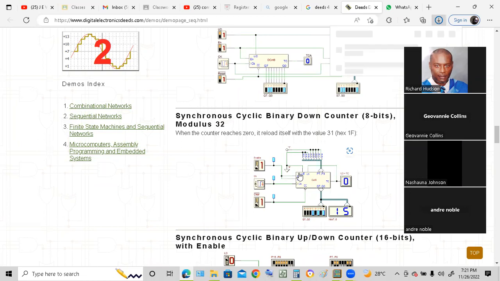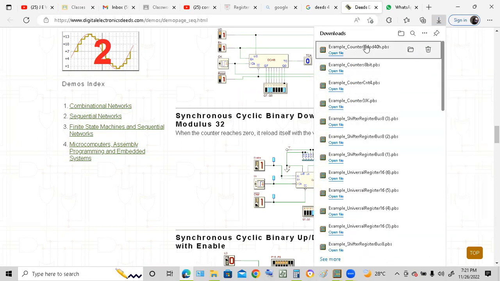Look at the real thing now, the real McCoy. They call it the real McCoy. Counter.